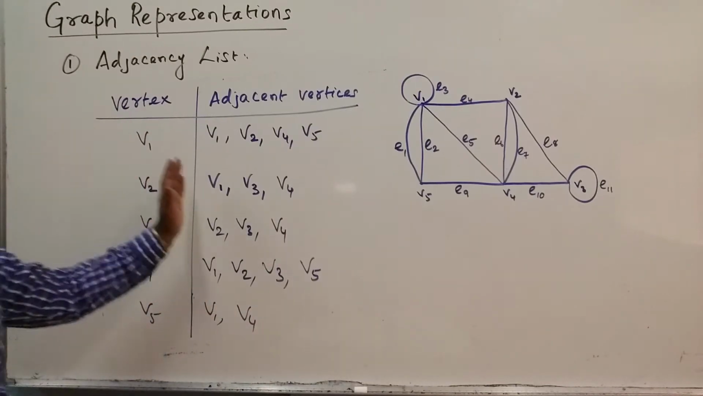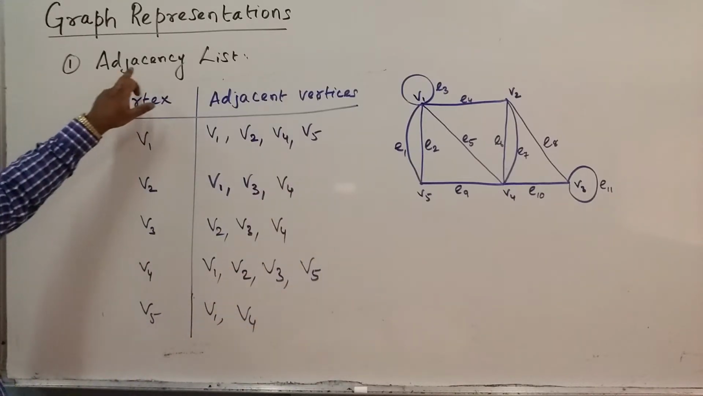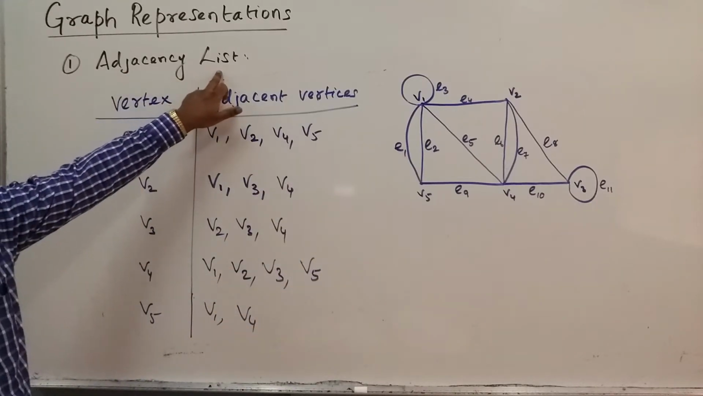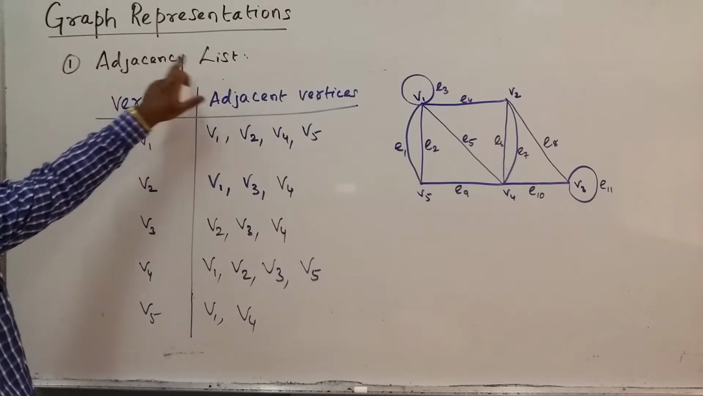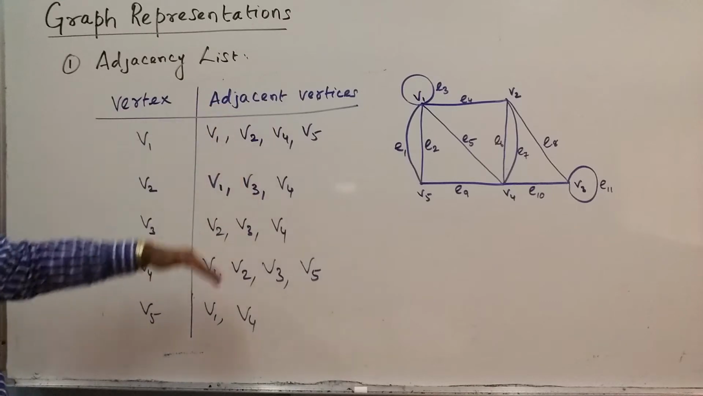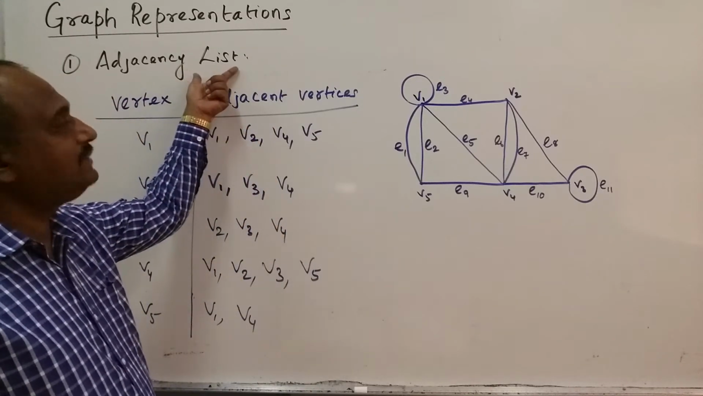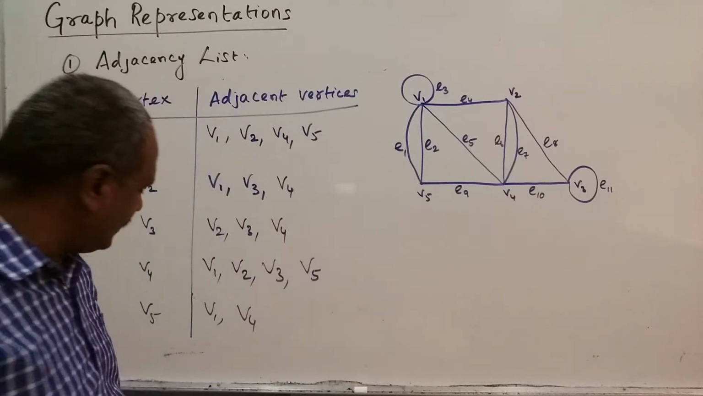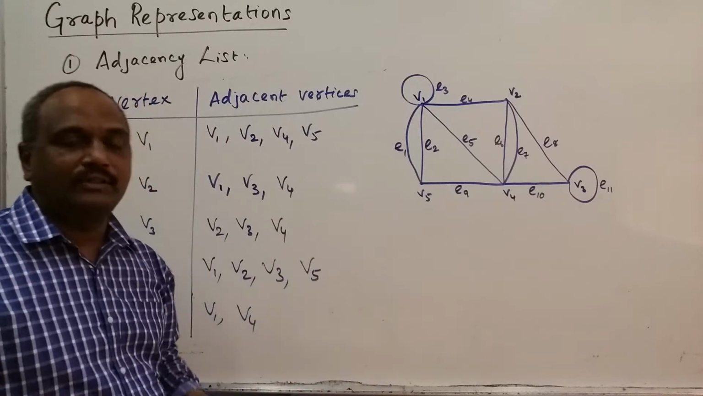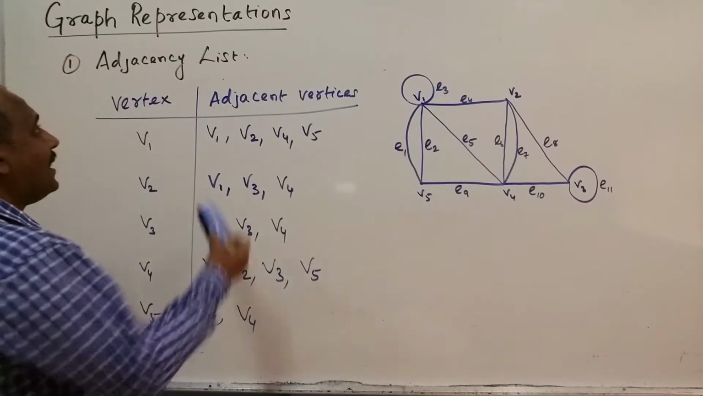So when I am writing the adjacent vertices in a list, then this is called adjacency list. When we are converting this adjacency into a matrix, then this will become adjacency matrix. When we are representing the adjacent vertices in a matrix, then it is called adjacency matrix.